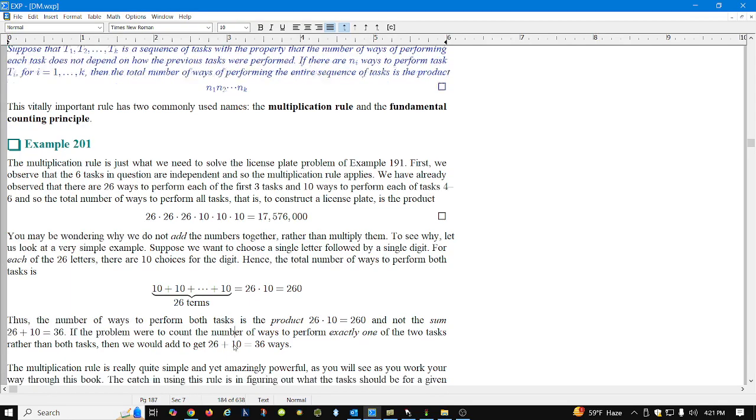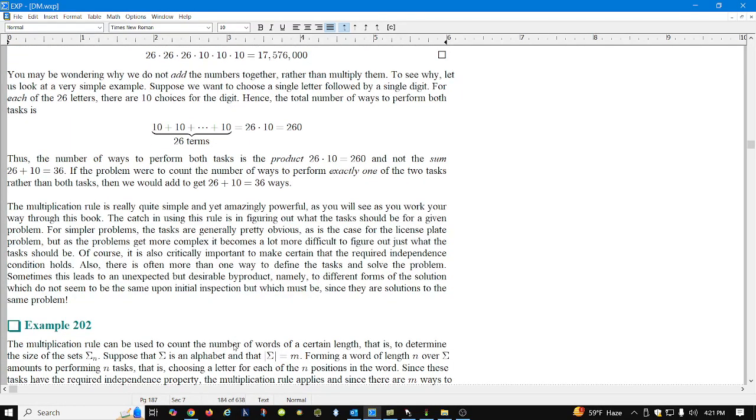The multiplication rule is really quite simple, but it is amazingly powerful. And you'll see that as we work through various counting problems. The catch, of course, in using this rule is really twofold. First, you have to figure out what the tasks should be for a given problem.